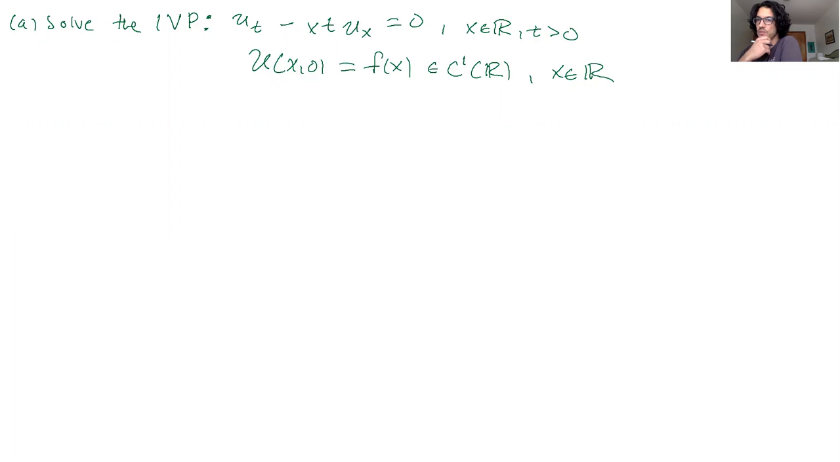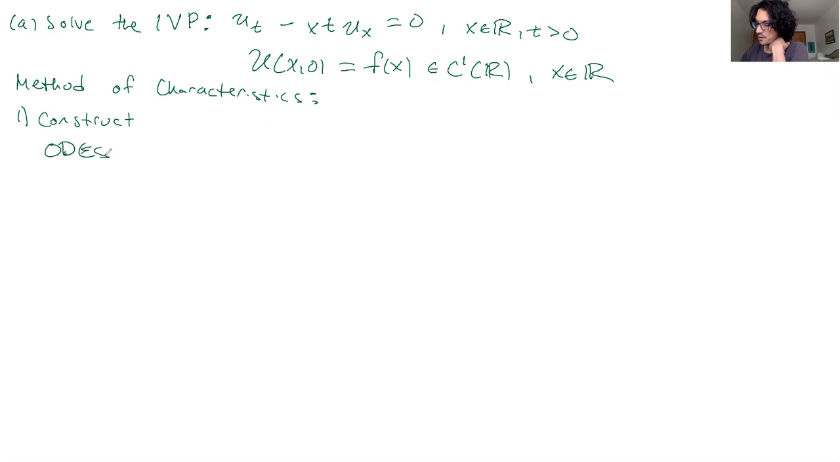We were talking about using method of characteristics to solve this initial value problem. So the first step in using method of characteristics is to construct the characteristic ODEs. So we'll start by constructing the ODEs, okay? And we can just kind of read these off, right?